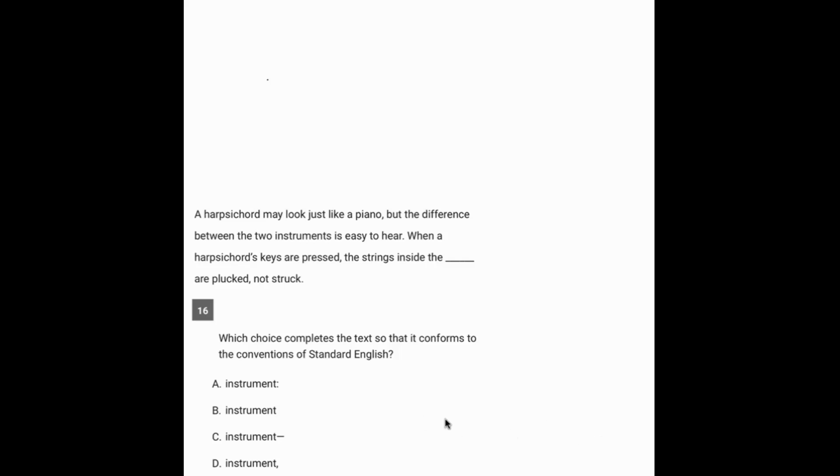To start this question, we'll always read the prompt first, and here the prompt is basically telling us to find the one that works the best grammatically. So this is a grammar question here. And you can see in the answer choices that we have a choice between the colon and the long dash.